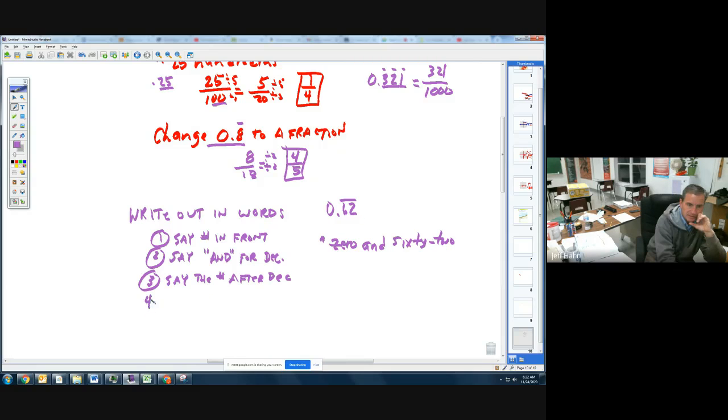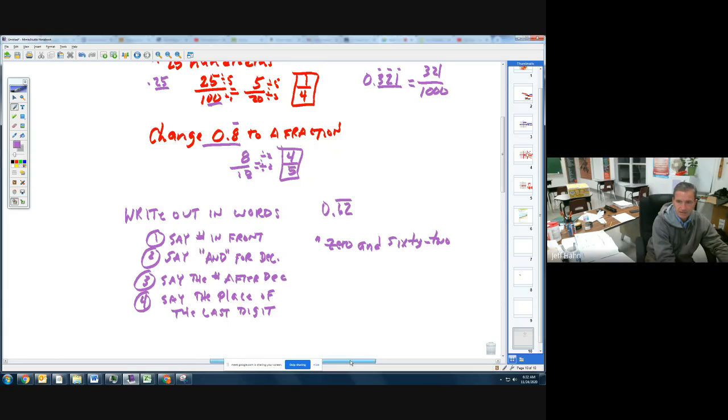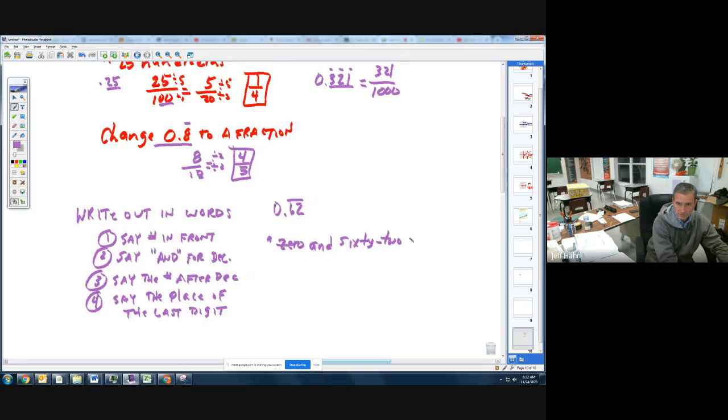And your last step when you read a decimal is you need to say the place of the last digit. So what is the last digit in my number? What place is this 2 in? That 2 is in the hundredths place. So it is 0 and 62 hundredths. Make sure you put that TH on there. It is 0 and 62 hundredths.